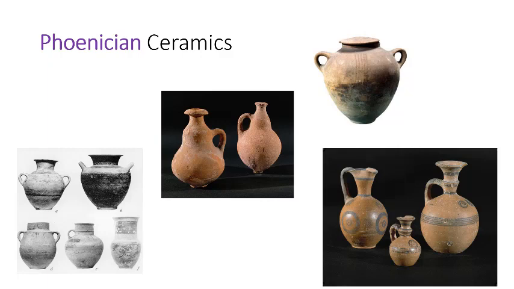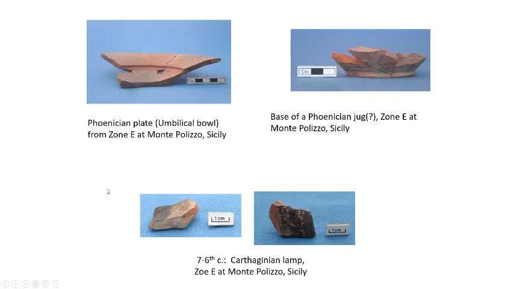So here we are. Here are a few examples of Phoenician ceramics. Yes, sometimes we see some geometric stuff, right? But often they're just red. They're very red looking. Here are a few examples of Phoenician ceramics that I found at Monte Polizzo, just so we can look at the kind of things we find. Really minimal. On the bottom here is a Carthaginian lamp, so this would be Punic, right? Not Phoenician. On the top right is a Phoenician jug. To be perfectly honest, we're probably talking Punic for the jug and the plate here as well.